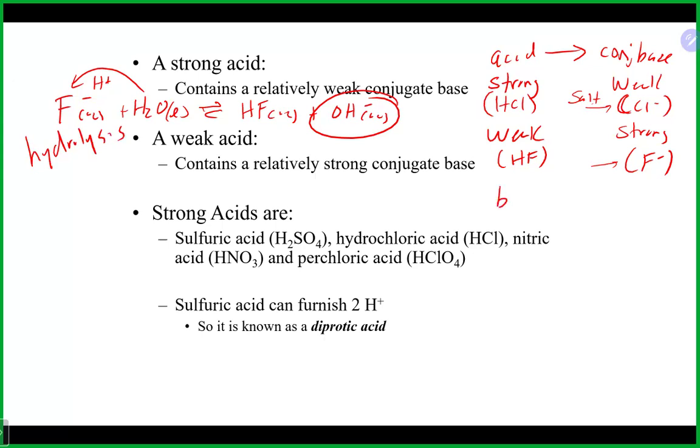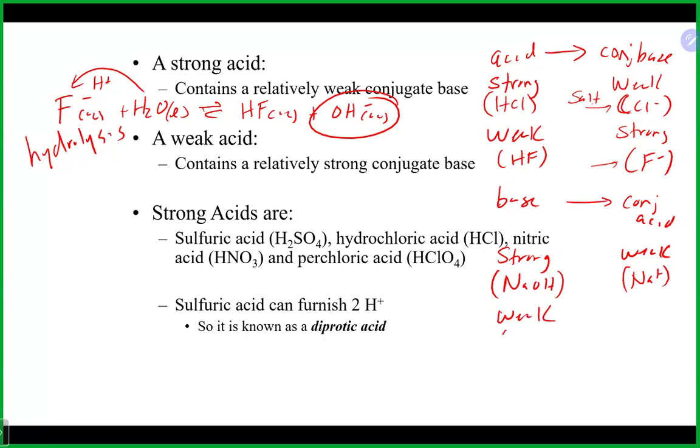Same thing with our base. If you were to look at the base on one side versus the conjugate acid on the other, if you had a strong base like sodium hydroxide, it will have a weak conjugate acid, which in this case would most likely be the sodium. And if you have a weak base, like ammonia, it will have a relatively strong conjugate partner, which in this case would be the ammonium ion.